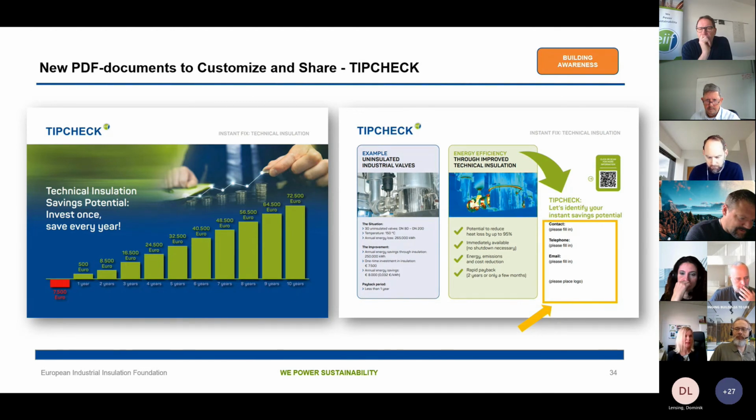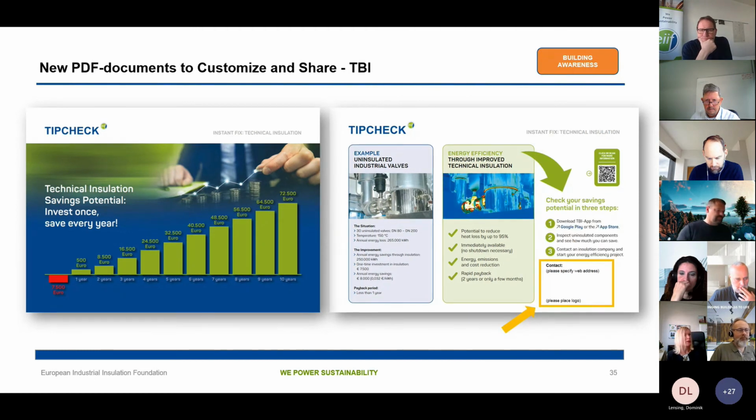There's a QR code that links to our TipCheck page, but this could also link to your company's own website, promoting your own TipCheck services. The TBI version has the same first page, and the second page is aimed at the national insulation associations, who could put their own contact details into the orange rectangle I have here, and also their logo. The idea is that instead of coming back to us, they would go to the National Insulation Association.